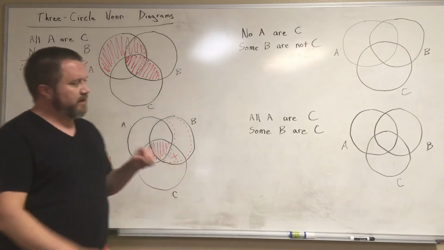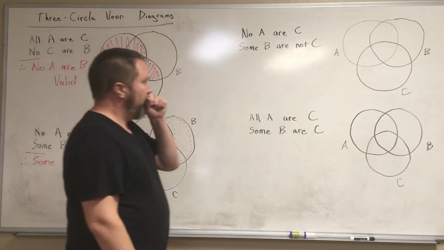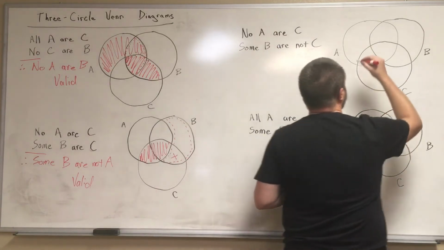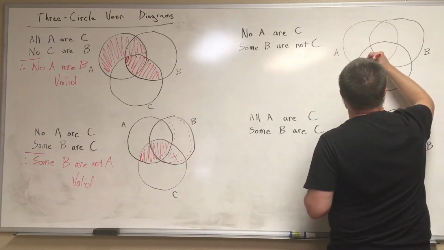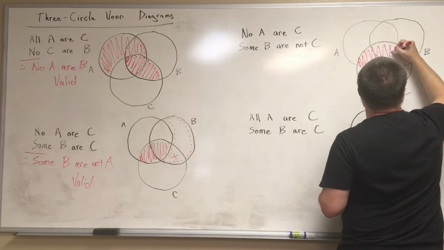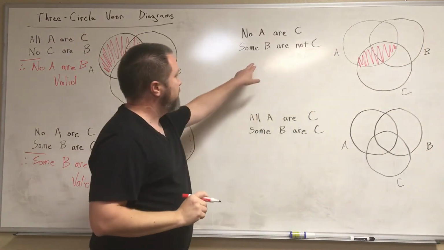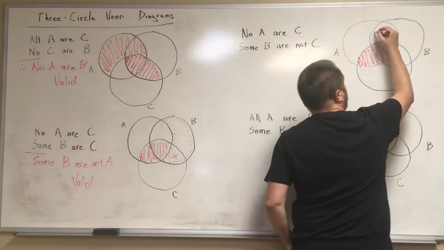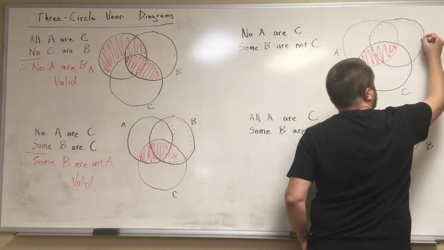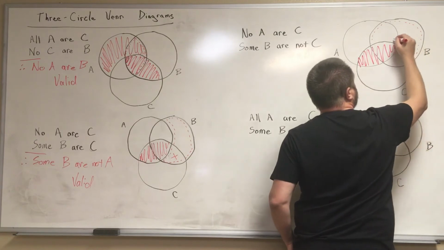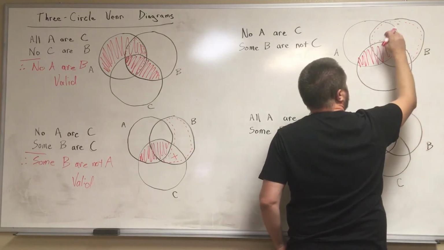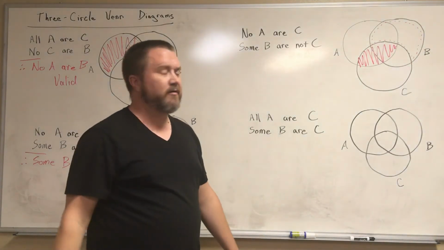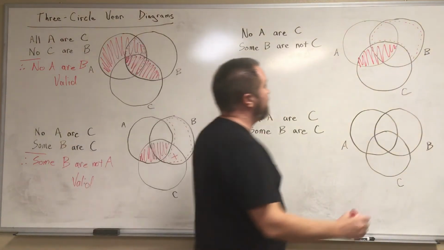So let's look at a couple examples that are a little trickier. So again, let's start with the universal, no A or C. So we eliminate any crossover between A and C. Some B are not C. So we want to put an X somewhere in this space right here. But you'll notice that we have 2 sections that are divided off there. So we're not sure.